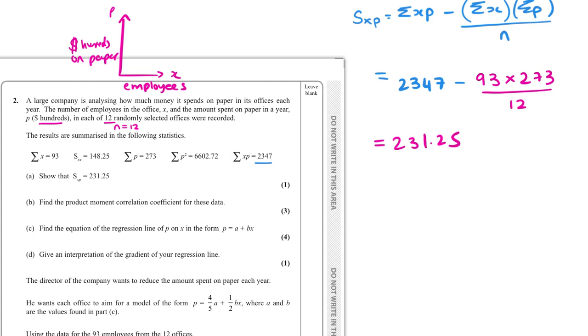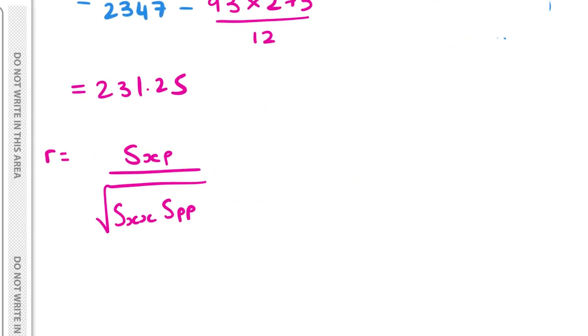Right, part B, find the product moment correlation coefficient. What does that mean we want to find? r. Okay? How do we find r? We need Sxy, but p, over the square root of Sxx times Syy, in our case, Spp. Okay, I have Sxx. I have Sxp. What do I need to work out? Spp. So let's work out Spp.